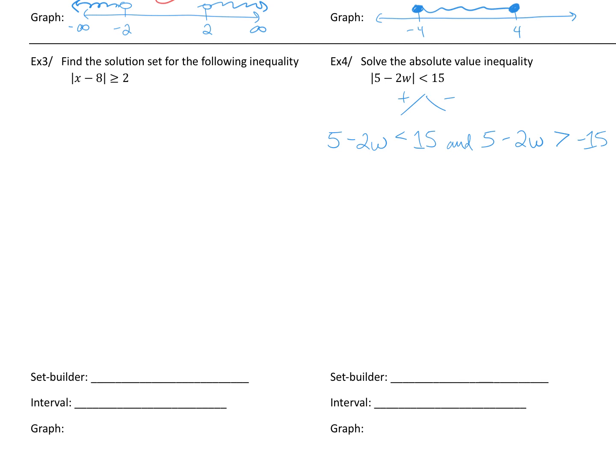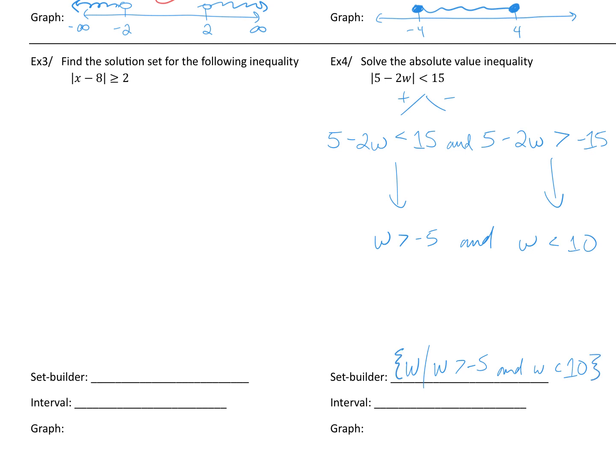Okay, so we can solve both of these for W, to get W is greater than -5, and that W is less than 10. And yes, these inequality signs will switch or change direction because there is a -2 being multiplied to W, and eventually you will have to divide by that. So the set builder notation here will be W as long as W is greater than -5 and W is less than 10.